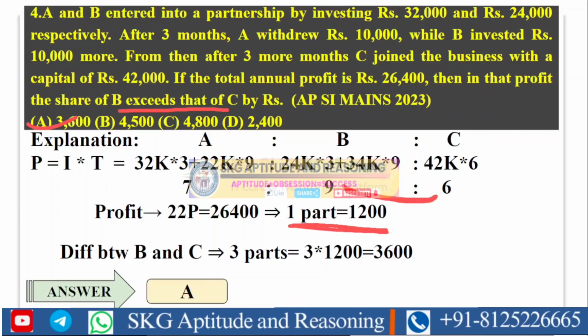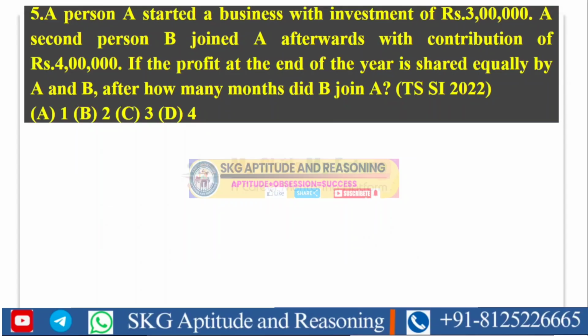Let's move to the next question here. A person started a business with an investment of 3 lakhs. So A started a business with a capital of 3 lakhs. And a second person B joined A afterwards with a contribution of 4 lakhs.